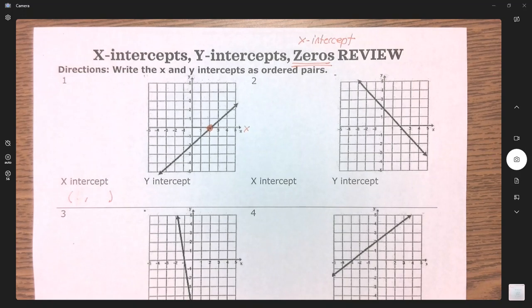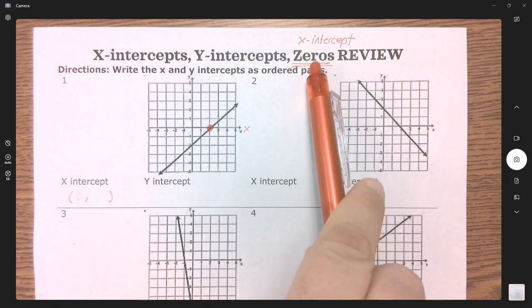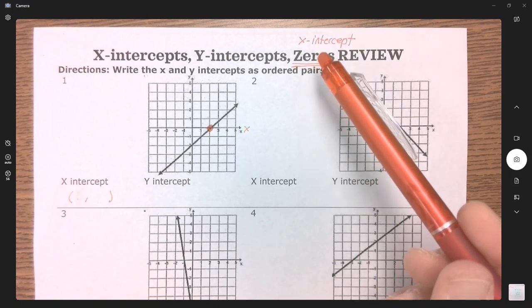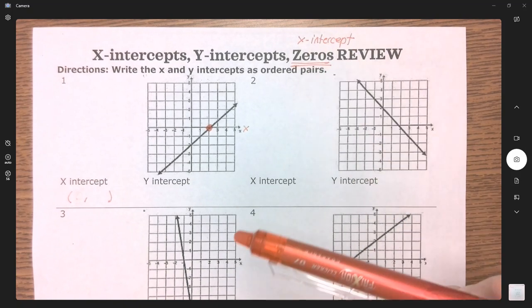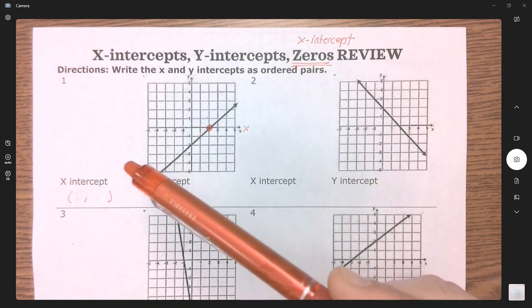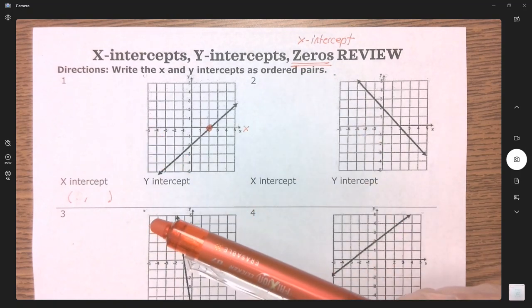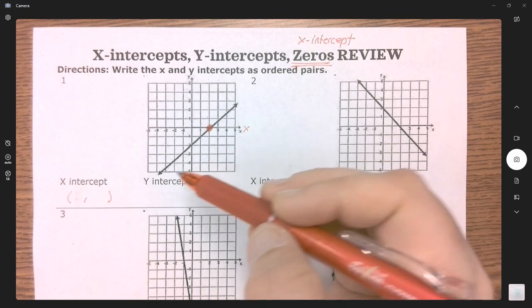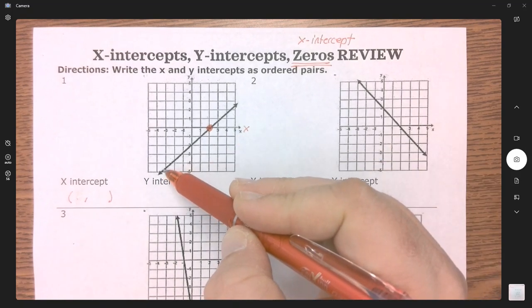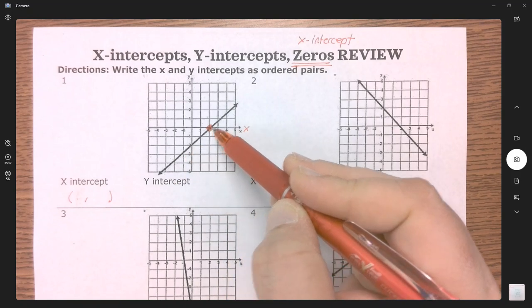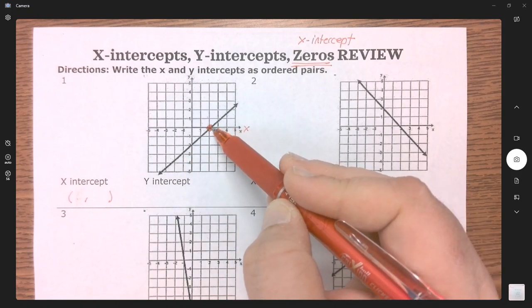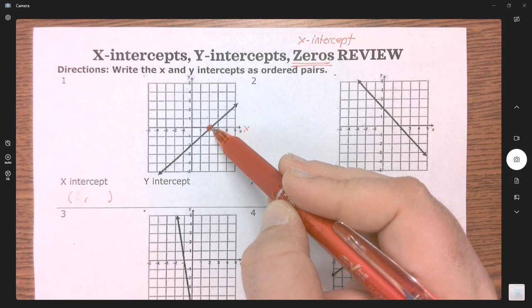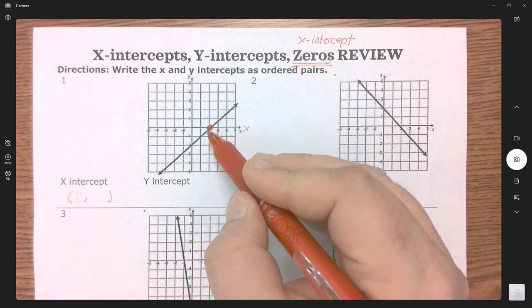So this should be the second video that you're watching on x-intercepts, y-intercepts, and zero review. One thing to point out, remember that zeros is just a fancy word for x-intercept. If you see zeros, think x-intercept, they're just trying to fool you, okay? So to find our x-intercept, we're going to need a point. We take our line on our graph and we follow it up till it crosses the x-axis. Where those two intersect and meet, that's our x-intercept.